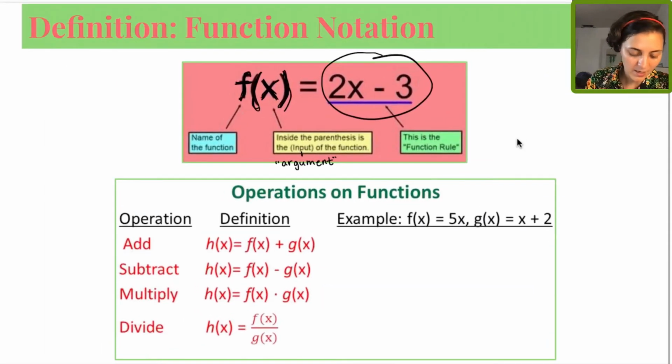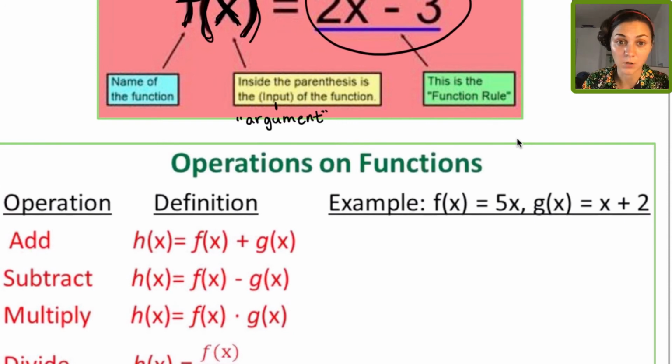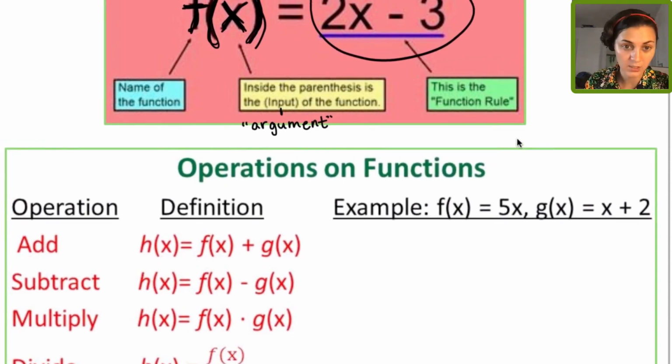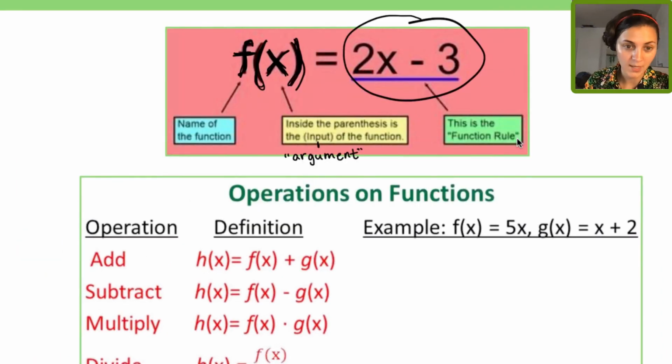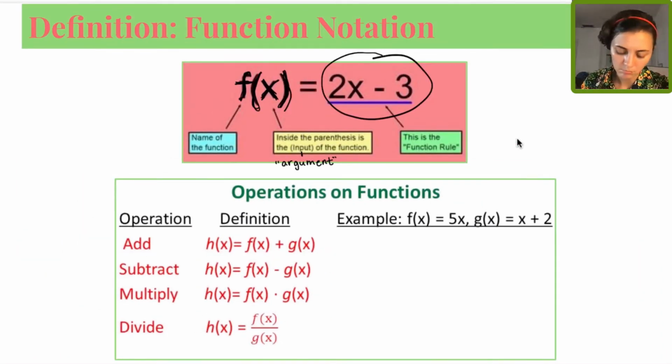And then at the bottom, we have the different operations that we can perform on functions. We can add, subtract, multiply, and divide functions.